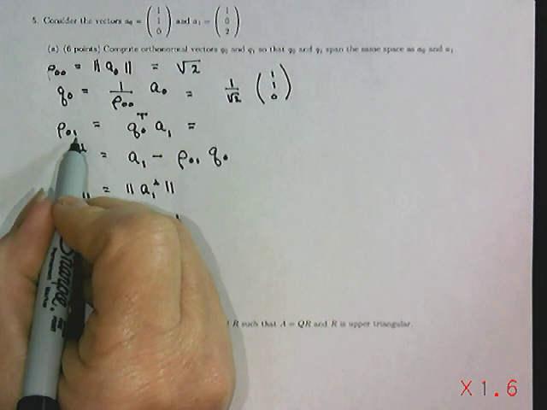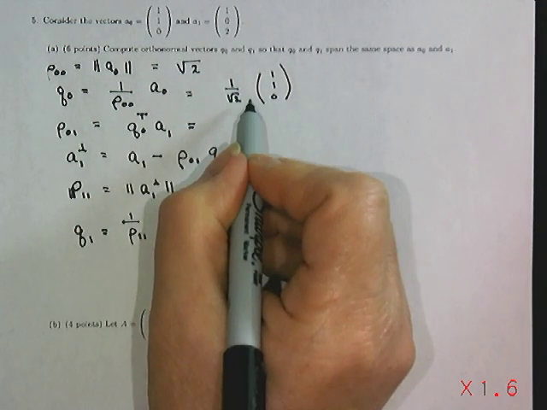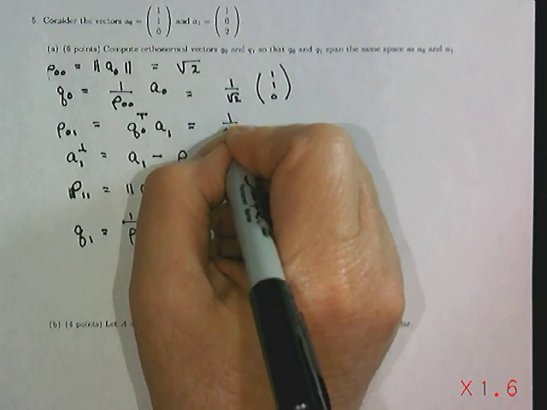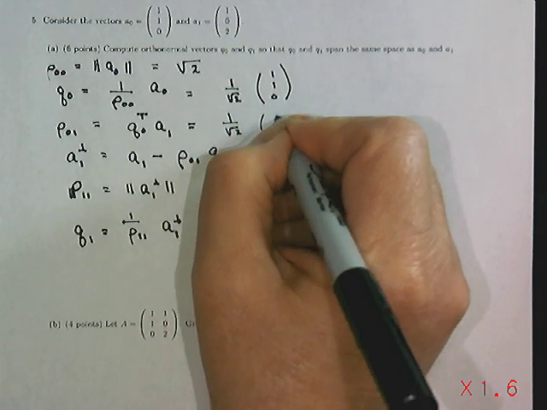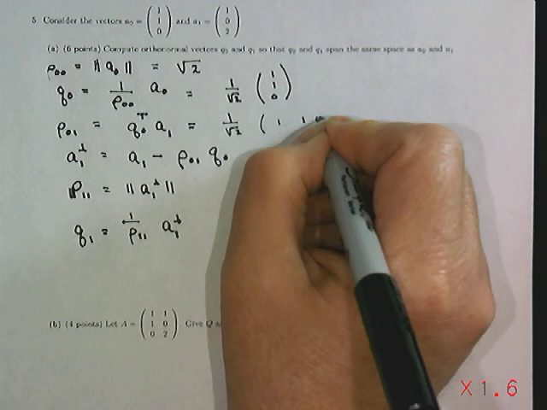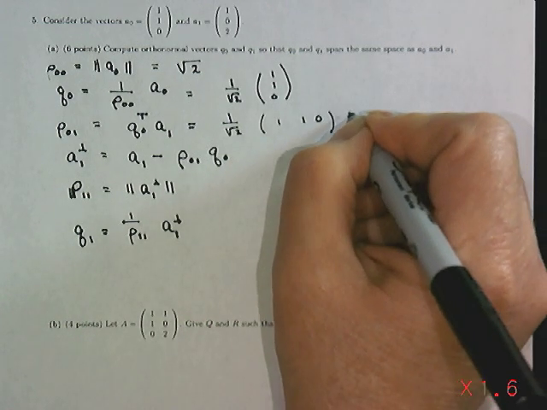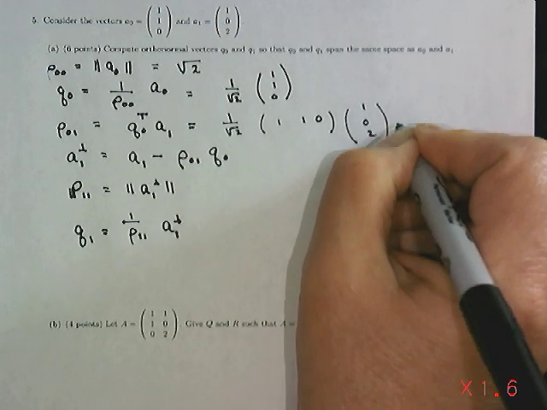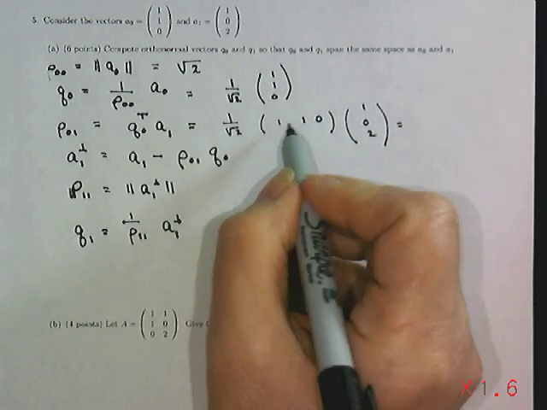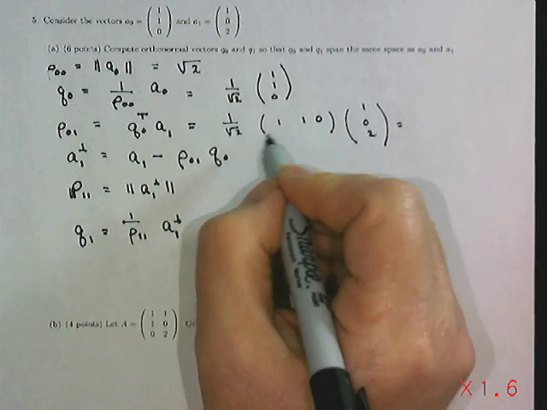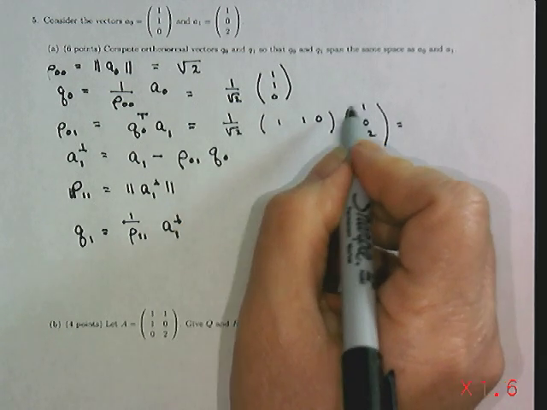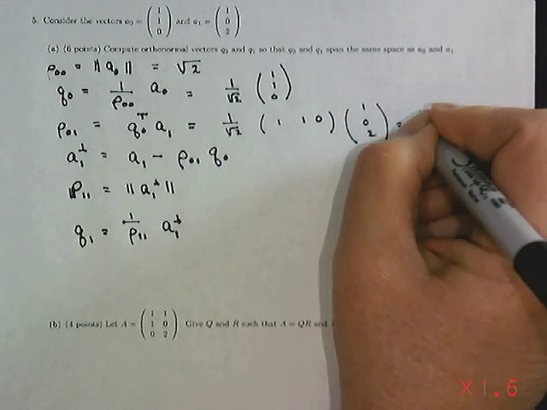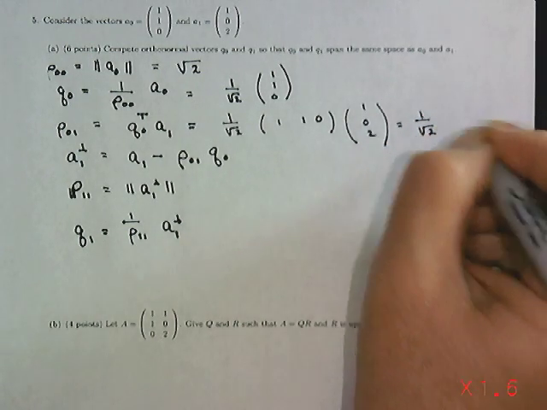Rho sub 0, 1 is this transpose times a sub 1, which is 1 over the square root of 2 times 1, 1, 0 times the vector 1, 0, 2, which is 1 over the square root of 2 times 1 times 1 plus 1 times 0 plus 0 times 2, which is 1. So the result is 1 over the square root of 2.